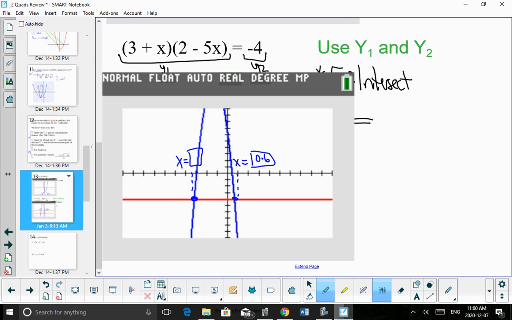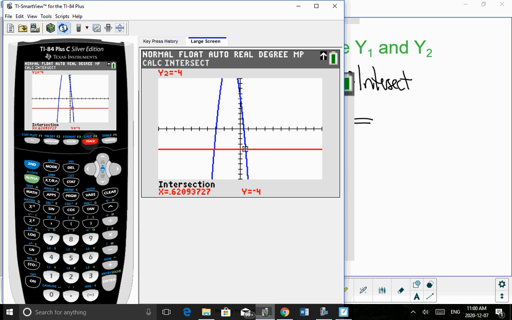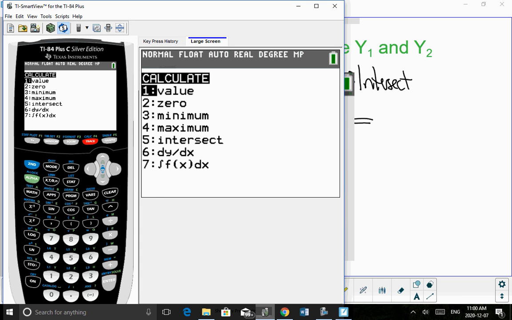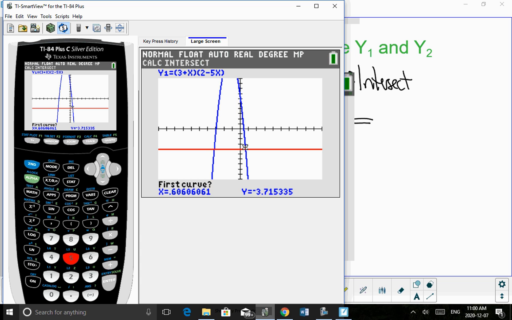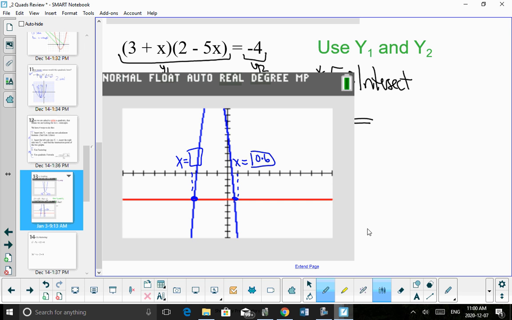Now, we're going to repeat the process. So second trace, pick number 5. This time I'm going to use the other arrow, and move that cursor in the vicinity, fairly close to the other line. There we go. Okay, so it doesn't matter where you put it, somewhere in the vicinity is fine. Hit enter 3 times. So this x is -3.2. And that's it. Those are our 2 answers.